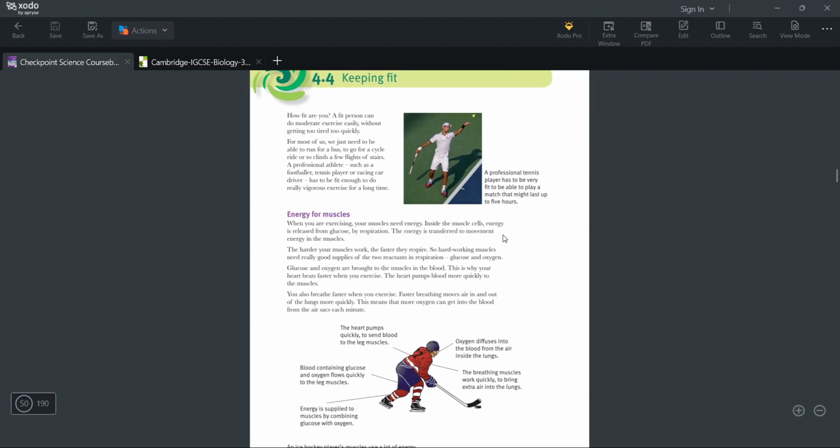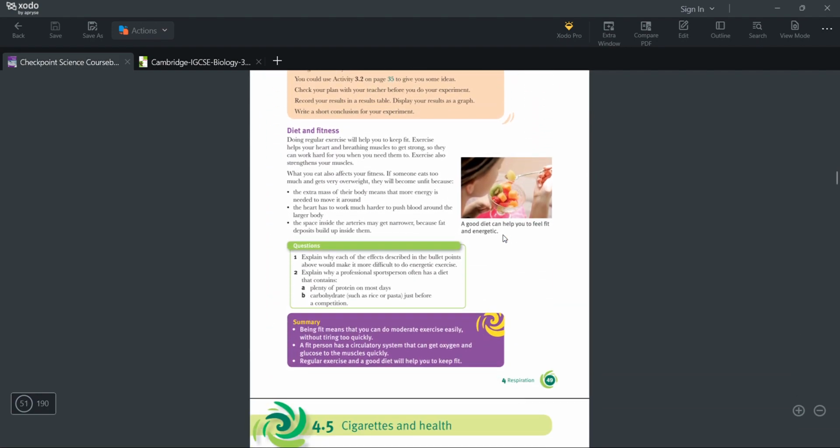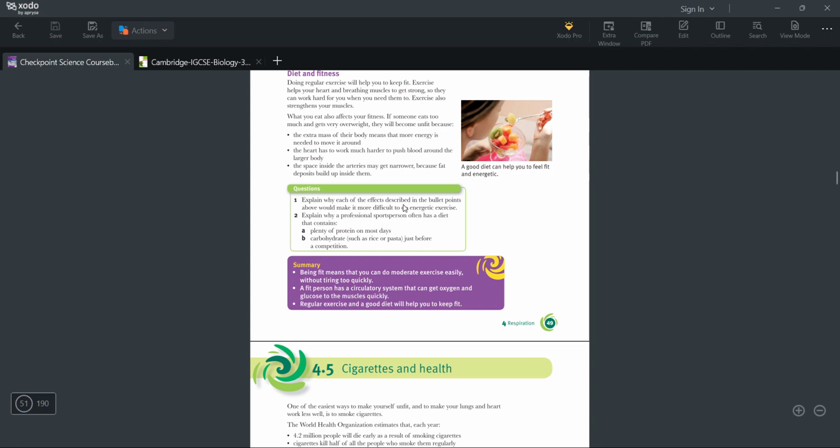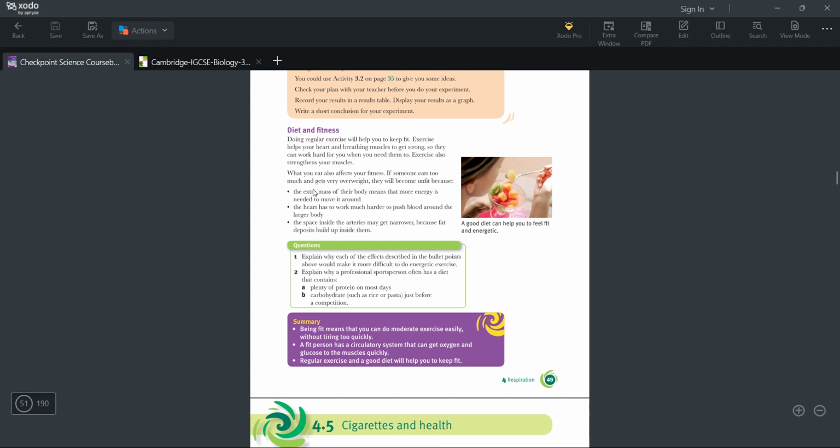Okay. Then keeping fit. Explain why each of the effects described in the bullet points above would make it more difficult for you to do exercise. For those of you that didn't answer this correctly, you do have to go to each bullet point and tell me what's happening at each one. The extra mass of their body means that more energy is required to move around. So doing exercise will be more difficult because they have extra weight on their bodies, so moving around costs more energy.